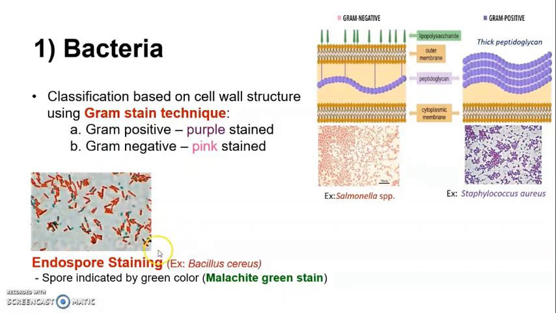Some bacteria, such as Bacillus cereus, have endospores, and they can be observed after performing endospore staining. If you can see in this figure here, the green structure is actually the spore. Instead of using crystal violet, endospore staining uses malachite green stain at the first step of the staining process.